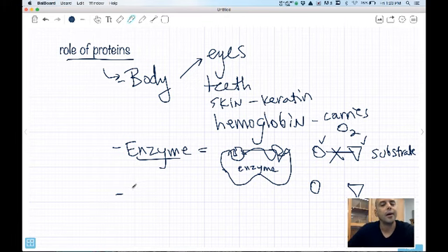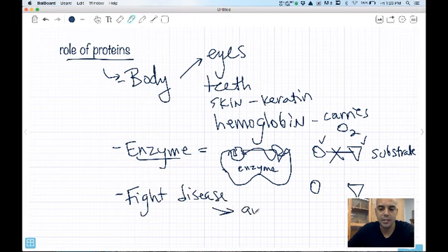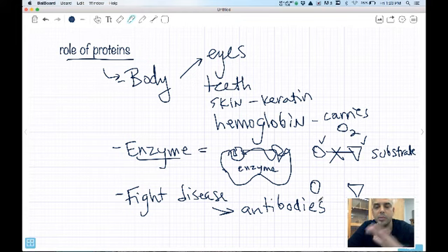Sorry. What's the third thing? Oh, fight diseases. Fight diseases, and that is antibodies. Antibodies are proteins. You don't need to know the specifics of how antibodies work yet. Just know that antibodies are an example of proteins. And there's one more that I can't think of. Fight diseases, enzymes, build up your body, and what's the other one?